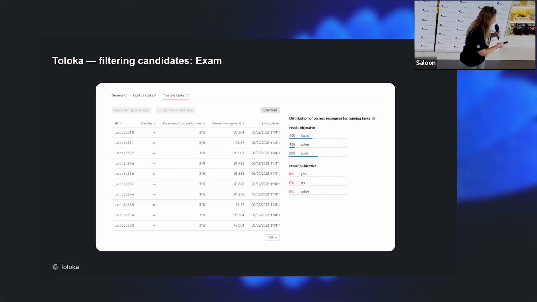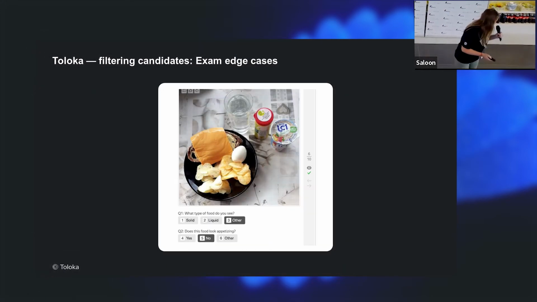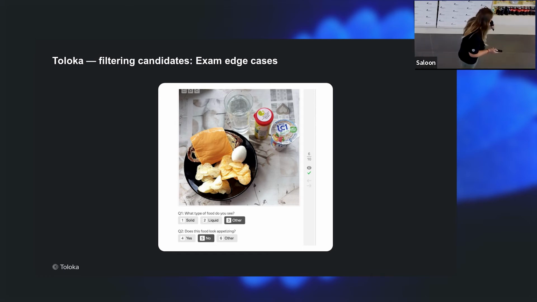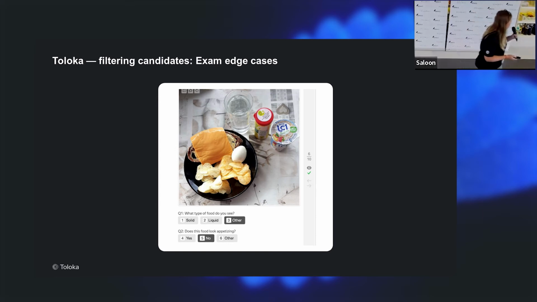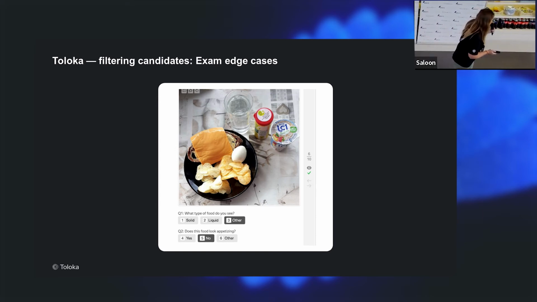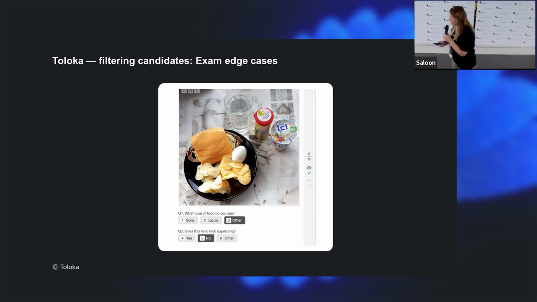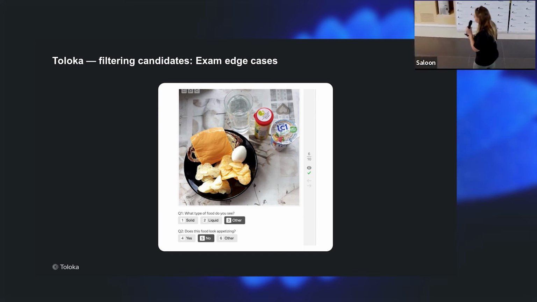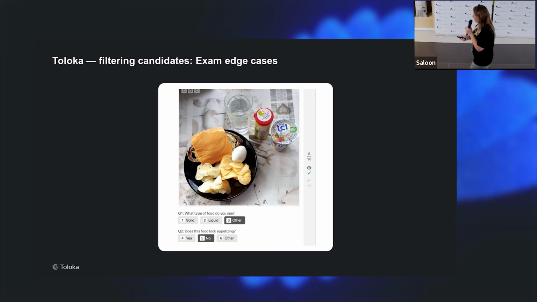This is because I have included an edge case. And this is the edge case I did include there. Basically, this is something I wanted to be annotated as other because it had liquid food and solid food. And not everybody read the instructions properly. So I caught a lot of people who did not do it, and basically I didn't want them to take part in my project, so I just did not allow them.